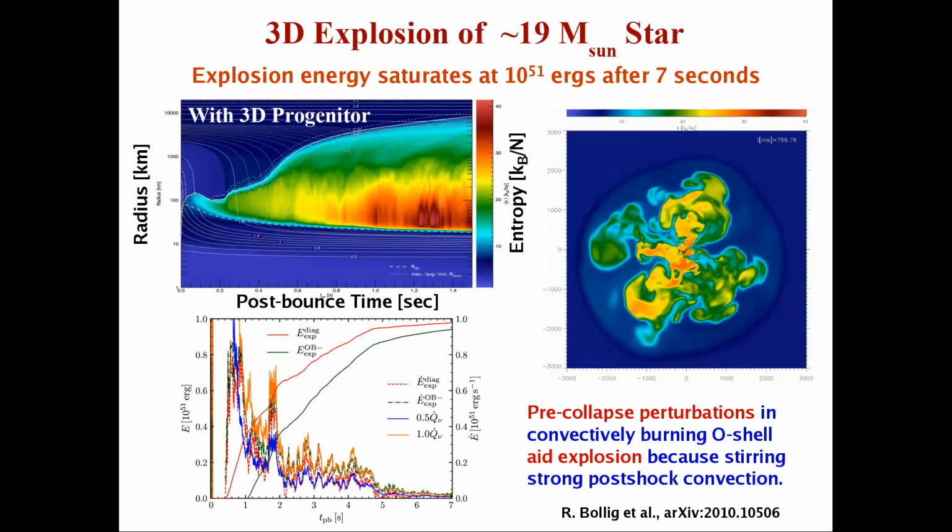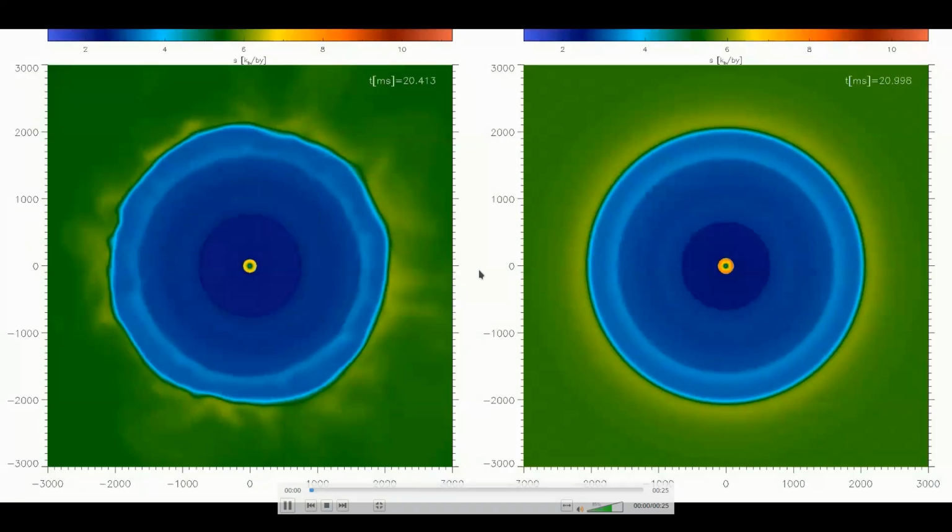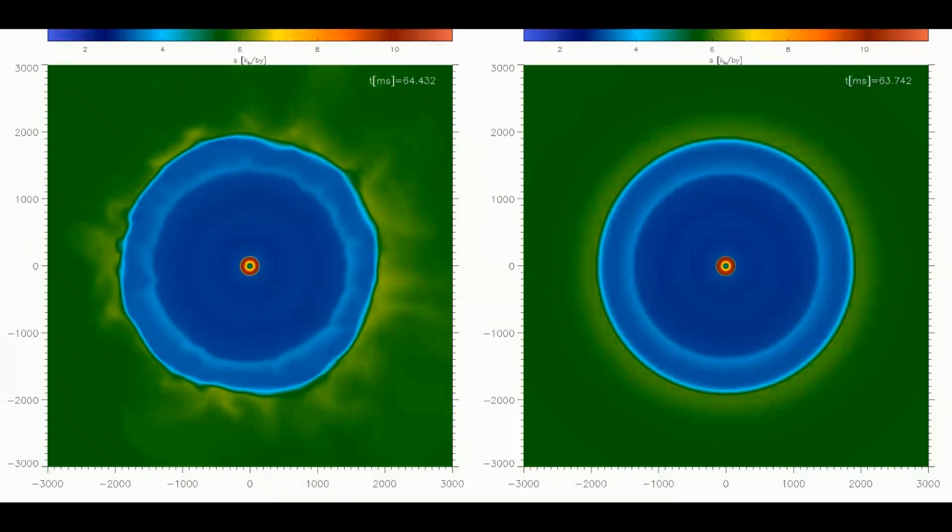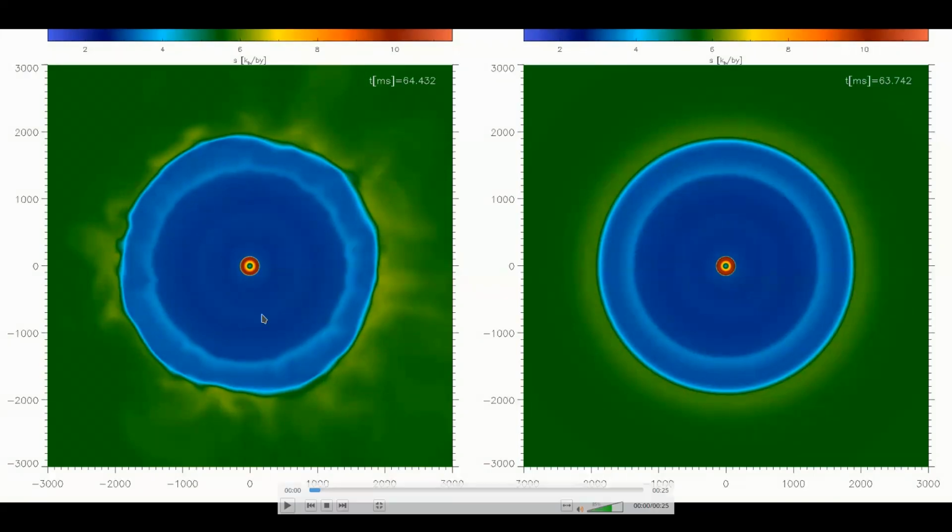So let me quickly run the movie, which is now a bit different from before. We have not produced a three-dimensional movie of this simulation yet. So this is on the left-hand side, the one which is run from the three-dimensional initial condition. You can see the perturbations here in the progenitor oxygen shell, actually. And on the right-hand side, you will see the simulation started from the spherically symmetric progenitor. And let me run it.